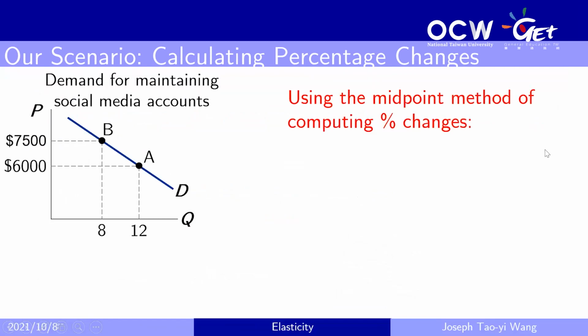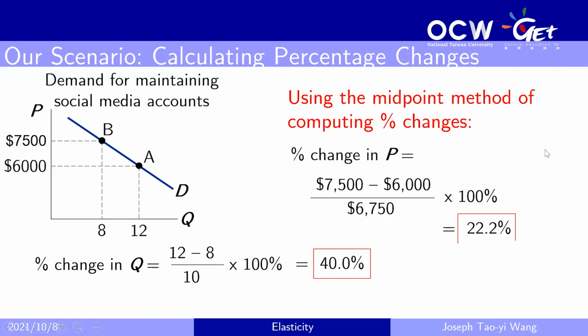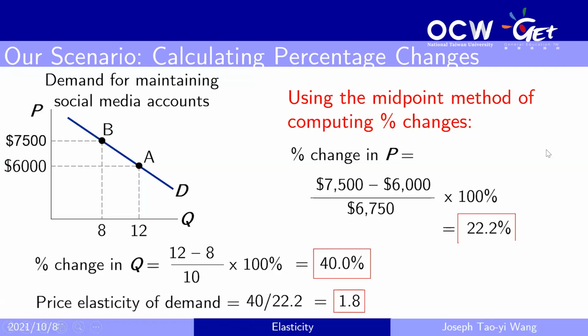So now let's go back to our story. Let's use the midpoint to calculate percentage changes. Moving from 6,000 to 7,500, the change is 1,500, and the midpoint is 6,750. So the percentage change in prices is 22%. And quantity, going from 12 websites to 8 websites, you're dropping 4 websites, divided by the midpoint, which is 10, it's a 40% drop. So the price elasticity of demand, in this case, is 1.8.